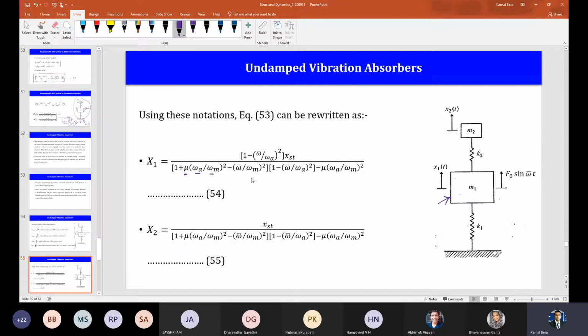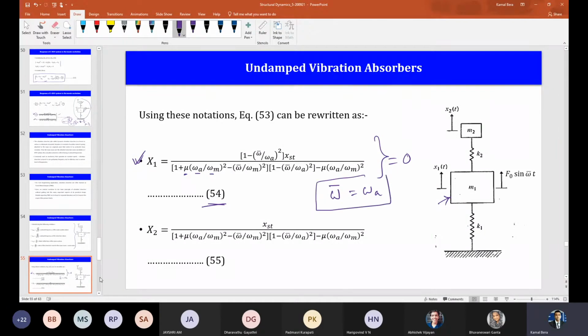Now from this expression of x1, that is equation number 54, I can see that if omega bar equals omega A, just look at this expression, then x1 is equal to 0, because the numerator is 0. In that case, x2 I can find out as, I think in the last class someone has found out. So I'll come to that, what it is.